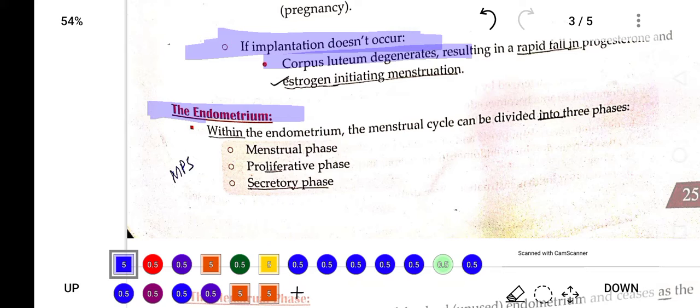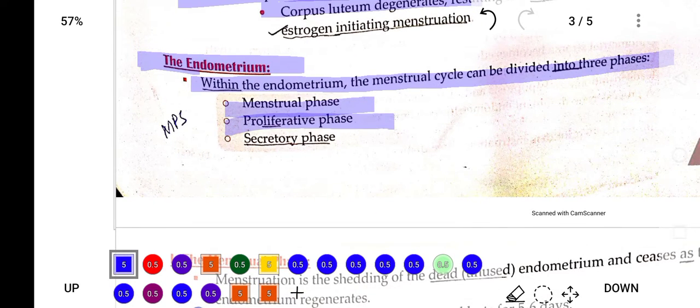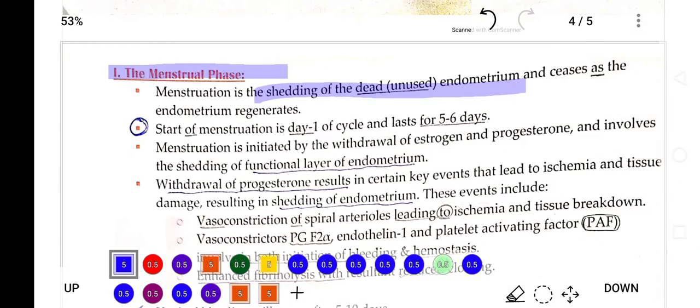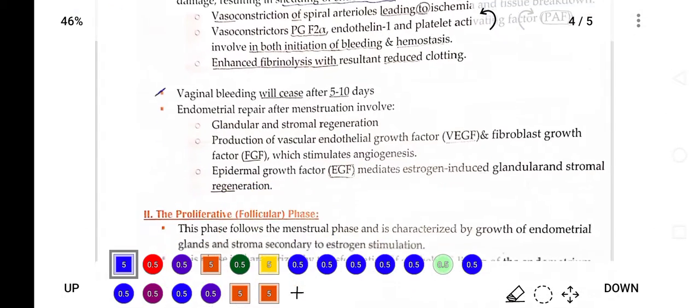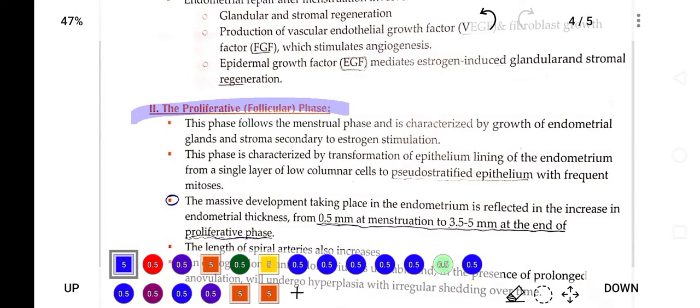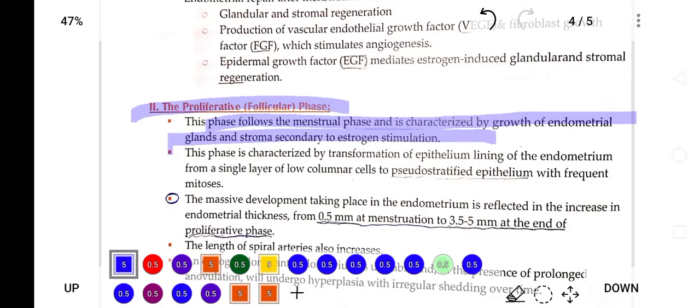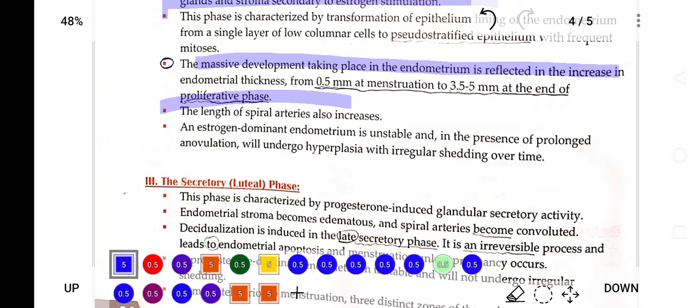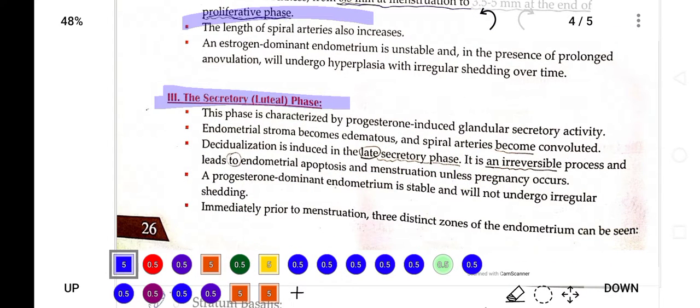Within the endometrium, the menstrual cycle can be divided into the menstrual phase, the proliferative phase, and the secretory phase. The menstrual phase includes shedding of the dead endometrium, and the start of menstruation occurs on day 1. The proliferative phase follows menstruation, in which characteristic growth of endometrial glands occurs, and then massive development of the endometrium takes place. The third one is the secretory or luteal phase.